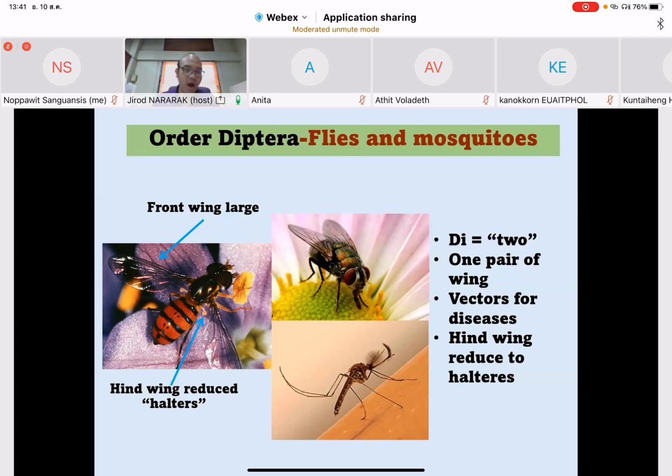That's why you have to know the characteristics very well, because sometimes you miss the identification or make a mistake. You have to know that Diptera have only two wings, even though their body looks like Hymenoptera.